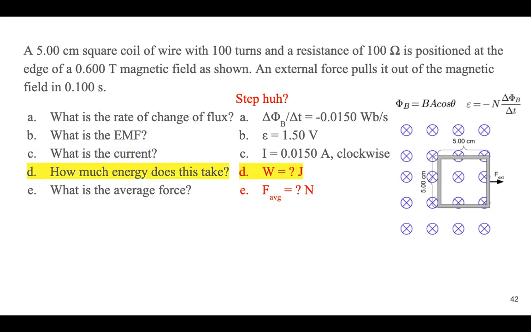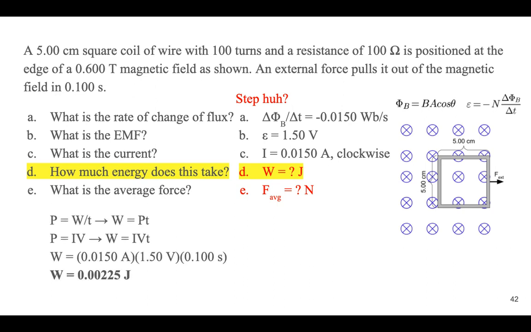So now, how much energy does this take? And energy in this context is going to be work. So think of all the different formulas we've learned for work. Well, one of them is our definition of power. Power is work over time, which means work is equal to power times time. And from a few chapters ago, we learned P = IV. So Joule's law: power is equal to current times voltage.